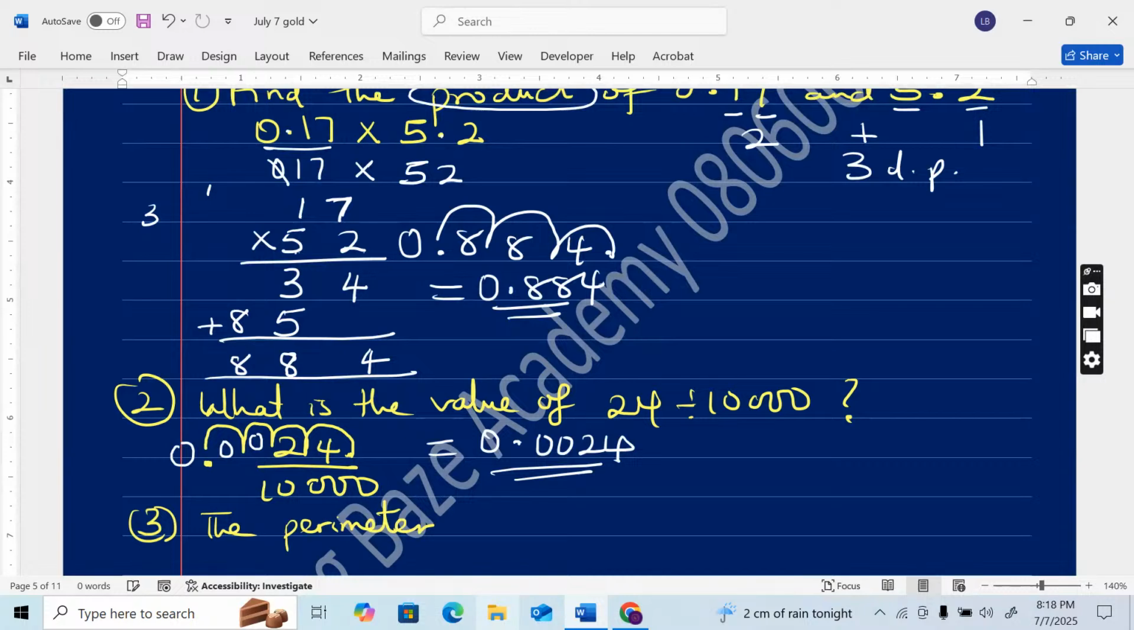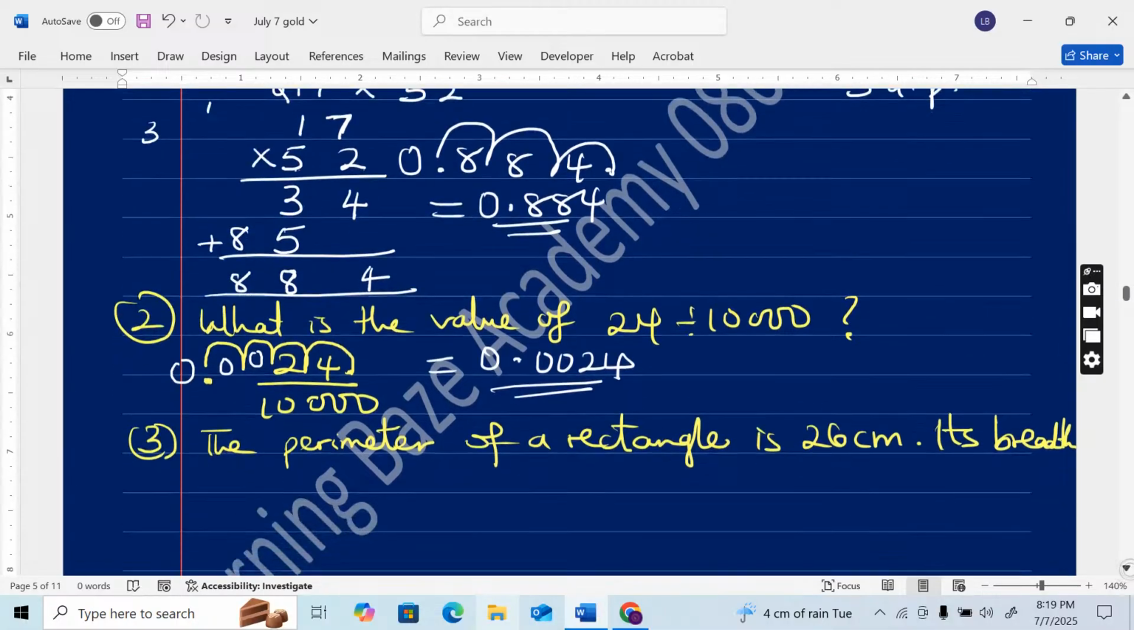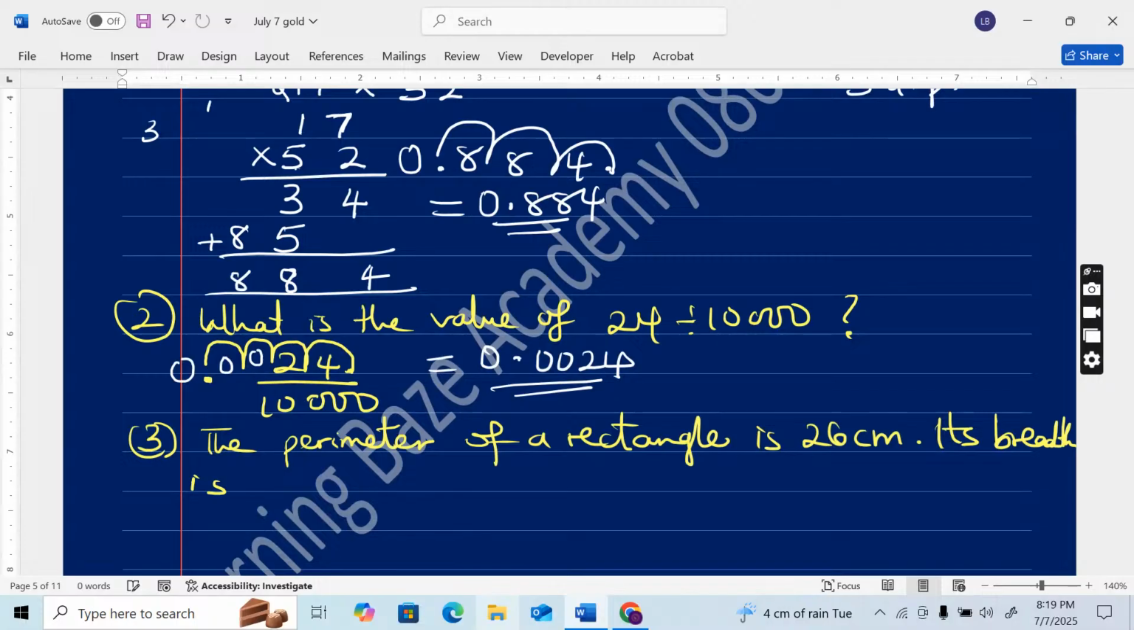The perimeter of a rectangle. The perimeter of a rectangle is 26 centimeters. Its breadth is 4 centimeters. Find the length. Find the length.